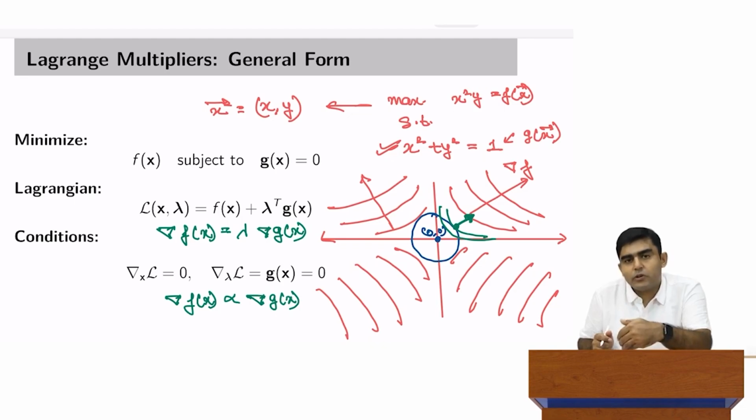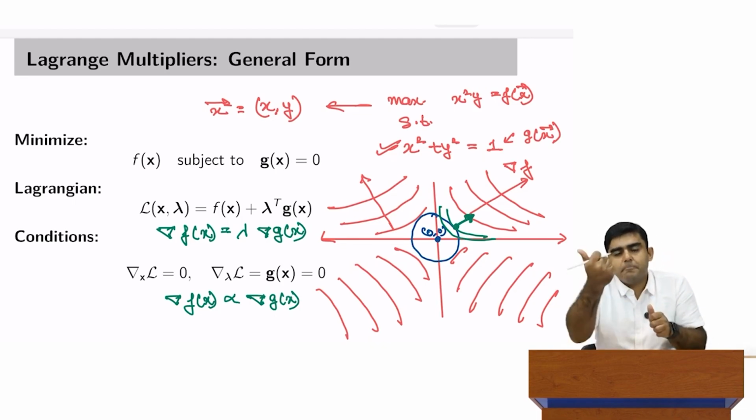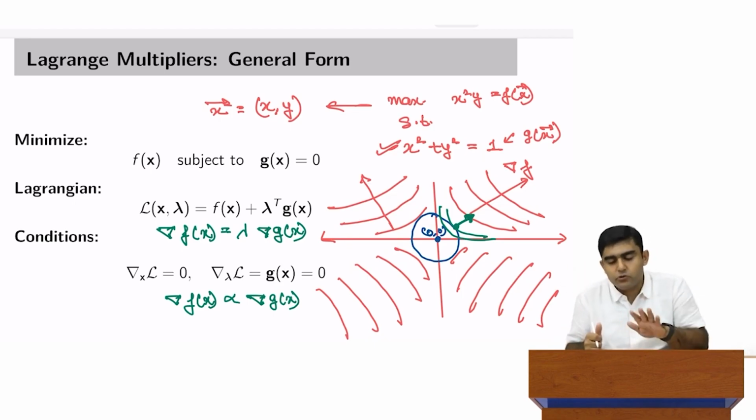When we talk about equality constraints, we have no problem with the sign of lambda. They can be parallel, they can be anti-parallel. So, lambda is unconstrained in its sign when I am talking about constrained problems with equality constraints involved.